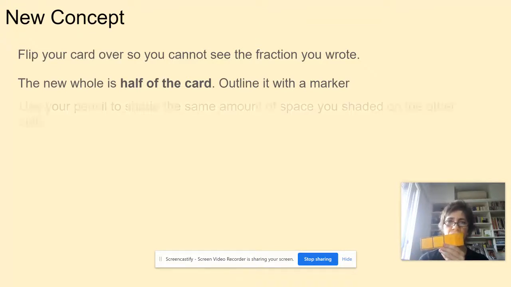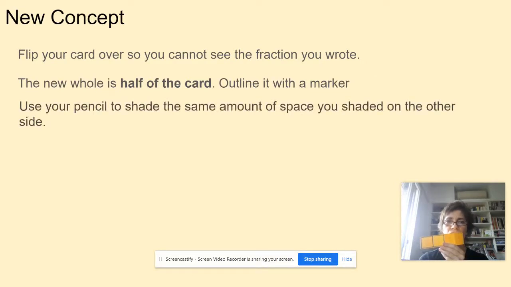And then use your pencil to shade the same amount of space you shaded on the other side. So see, on this side, I shaded this. And I'm going to shade it on this side. There we go. I shaded it. So I shaded the same portion of the card that I shaded on the other side.